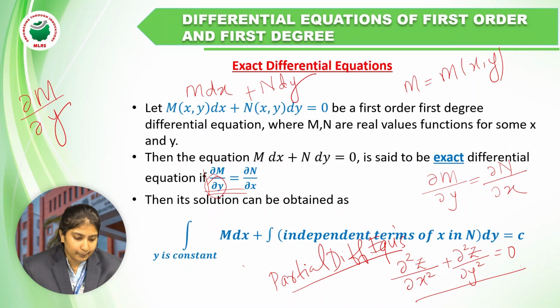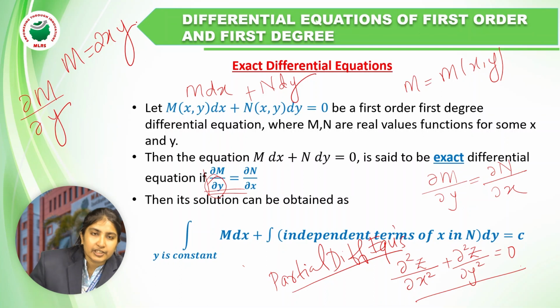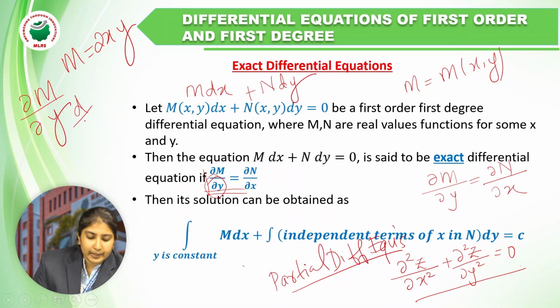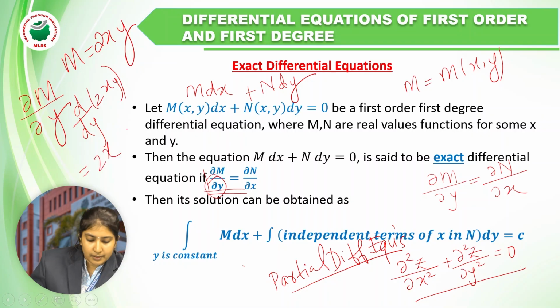Differentiating partially m with respect to variable y. Now, if I have, for example, m equal to 2xy, and I need to differentiate it as per general differentiation, d by dy of 2xy, what will be my answer? 2x. Yes, 2x.